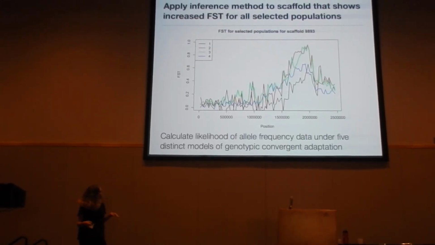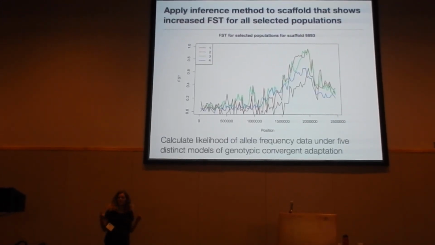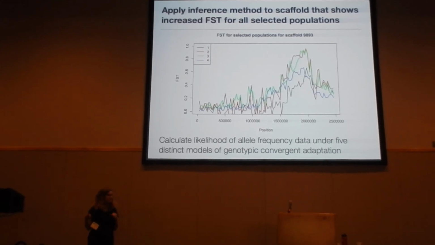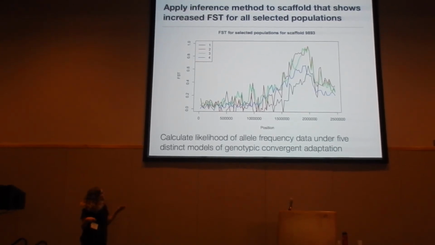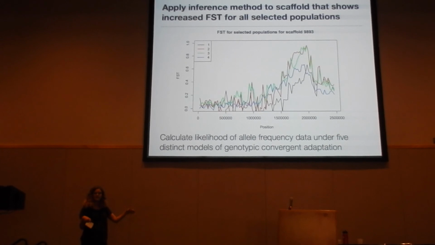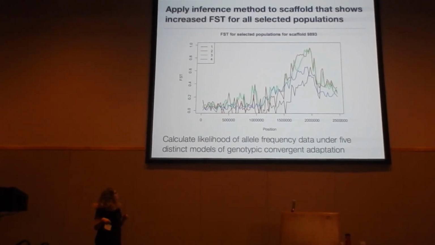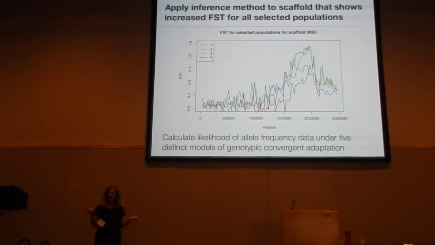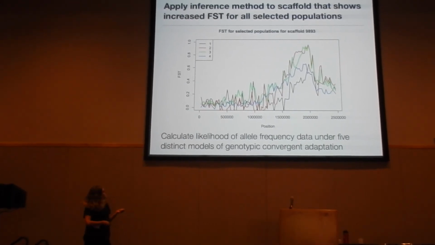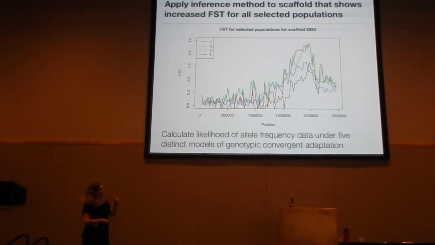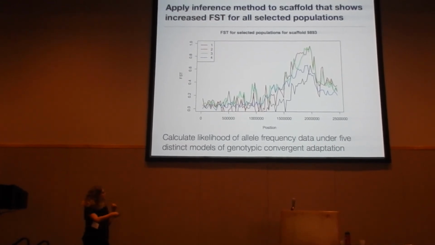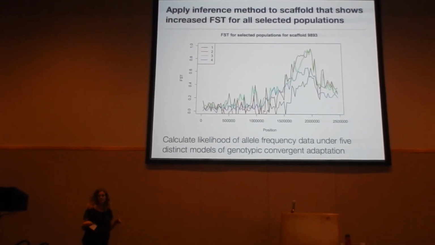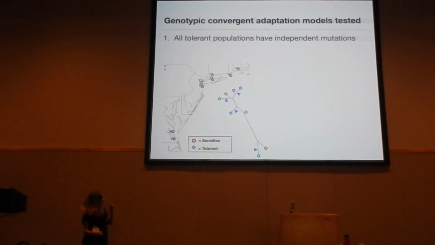And what we've done is applied our method to a region that we already think might be interesting, so there might already be this convergent adaptation happening. Because we see that there's an increased FST, which is a measure of genetic differentiation, between all pairs of sensitive and tolerant killifish populations that are sampled. And what we've done is we've calculated the likelihood of our neutral allele frequency data in this region given 5 distinct modes of convergent adaptation.